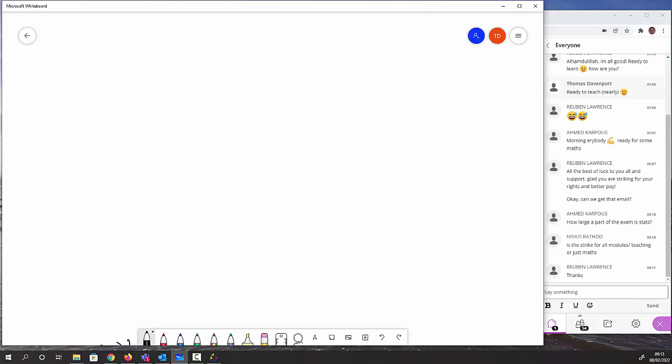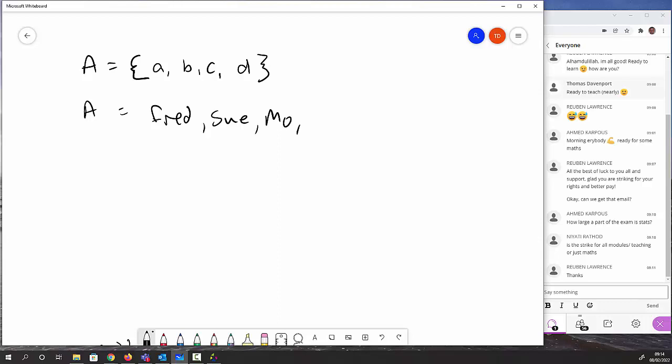So we write a set normally with a capital letter, so A, and we denote it being a set with curly brackets, which I always find difficult to write. So A is, this curly bracket means the set of, and I can say it's A, B, C, and D. Or I could say A is the set of Fred, Susan, Mohammed, and Nikita. Okay, that's a set of 4 people.